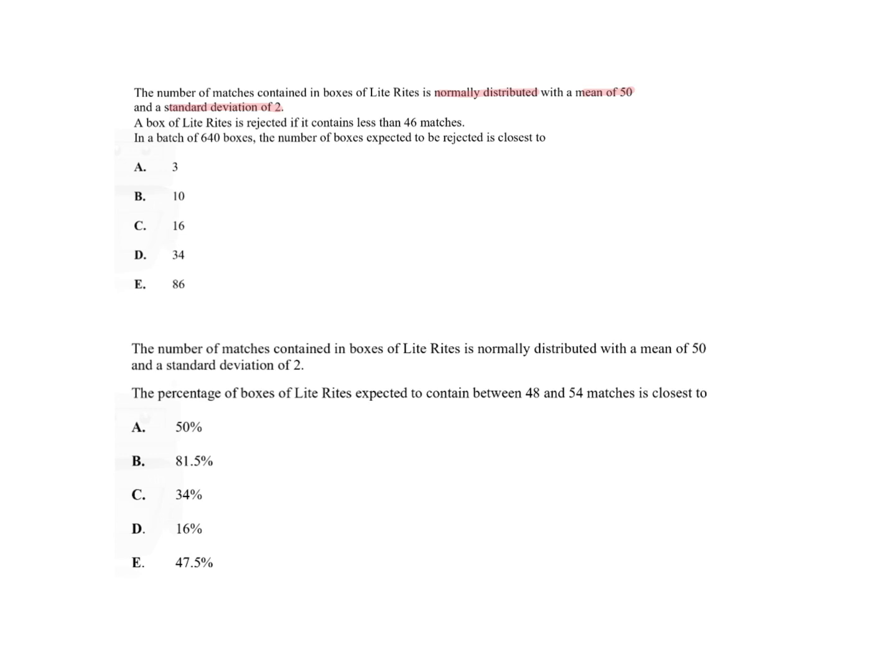As soon as we've seen this, it means they're using the 68-95 rule. So let's draw it up here. If I draw my bell shape, I know I've got 50, and they're talking about 46. So I'll need to go minus standard deviations. If I go minus 1 standard deviation, that takes me to 48. If I go minus 2 standard deviations, that takes me to 46. They said if they have less than 46, they're rejected, so anything less than that is rejected. So I'm at 2 standard deviations.